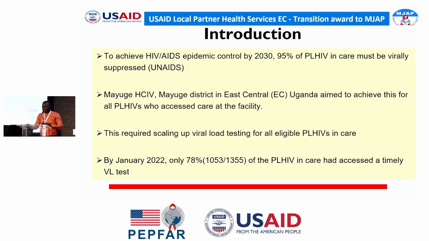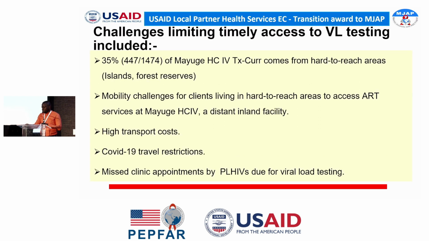So we did a deep dive analysis, a data review from Mayuge Health Center 4, and we realized 78% of our clients in care had an up-to-date viral load. So that is really suboptimal. We all know that viral load coverage should be at 100%. So if it is 78%, it is really suboptimal. And within this modified CDDP, 35% of the clients from the parent site, Mayuge Health Center 4, are from hard-to-reach islands. That is the forest reserves and the islands.